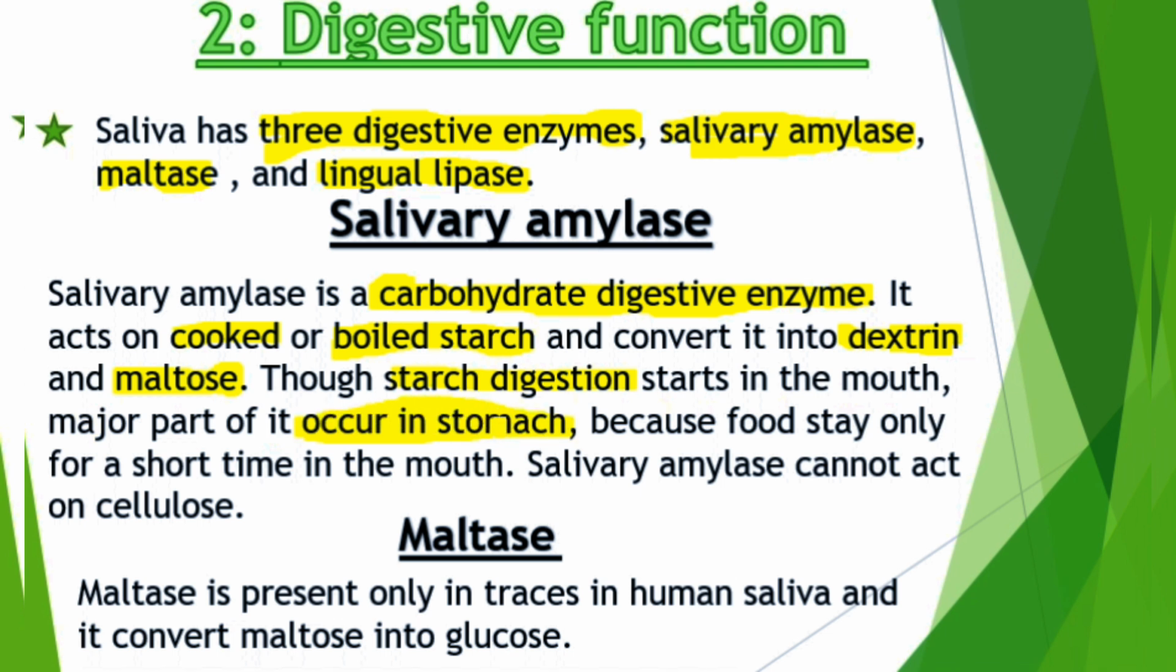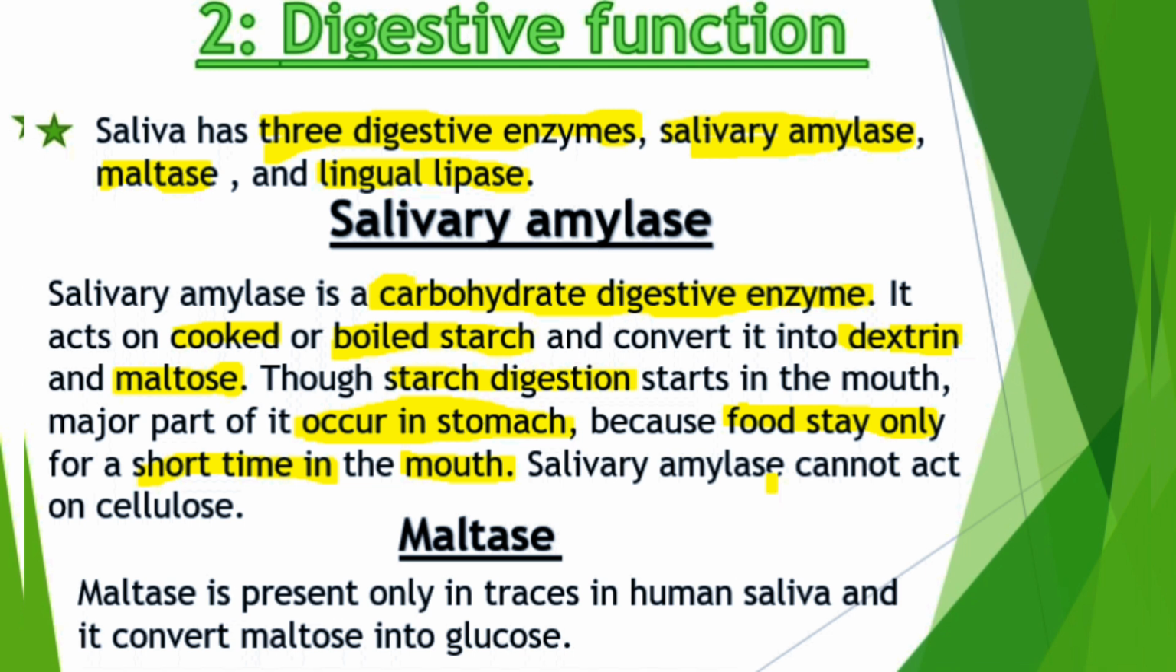Overall, the whole digestion mainly occurs in the stomach, but a little bit of digestion occurs in the mouth because food stays for a short period of time in the mouth. Here the food is stored only temporarily. Largely the digestion of carbohydrate will occur in the stomach because the food is stored there for a long period of time. That's why most of the digestion occurs in the stomach.